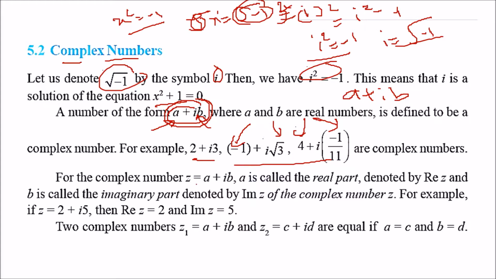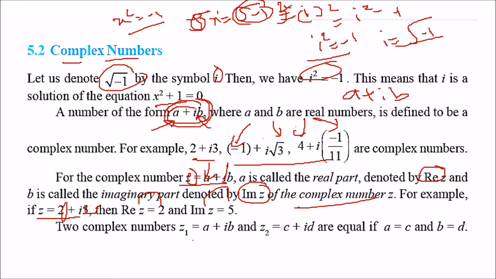For the complex number, which we will denote by small z, equal to a plus ib, a is the real part, which we write as Re z. b is the imaginary part, which we write as Im z. So these are the real and imaginary parts of z. For instance, if z is equal to 2 plus i into 5, then 2 is the real part of z and 5 is the imaginary part of z.